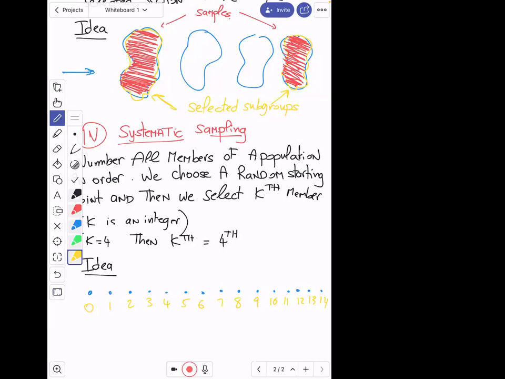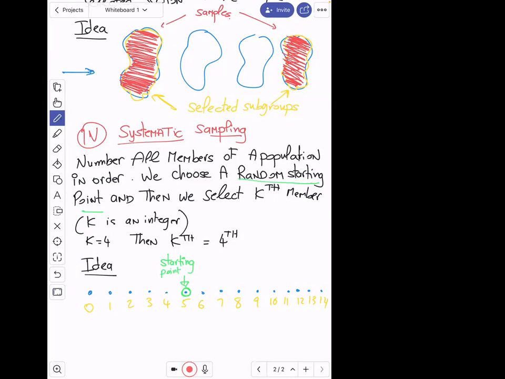Now, I said we choose a random starting point. So for example, it's random, right? I'm going to choose this individual here as my starting point. I'm going to start at number 5. This is my starting point.